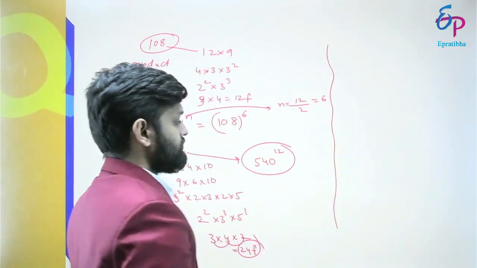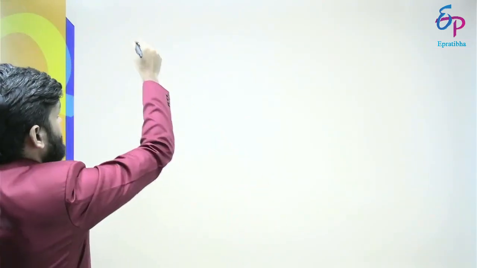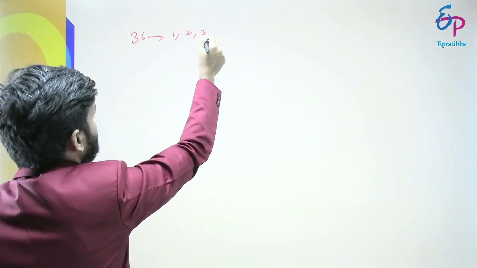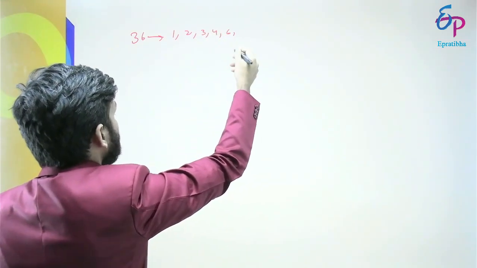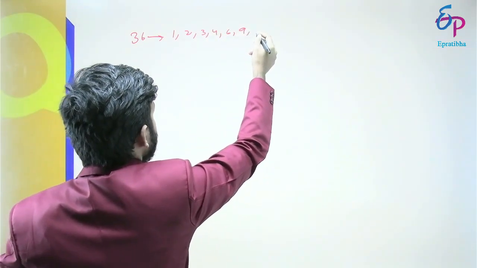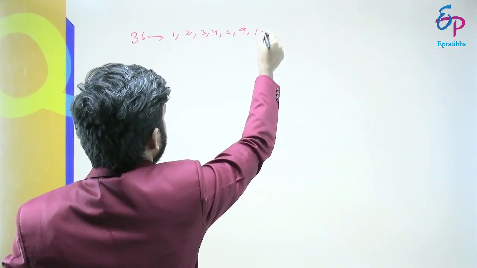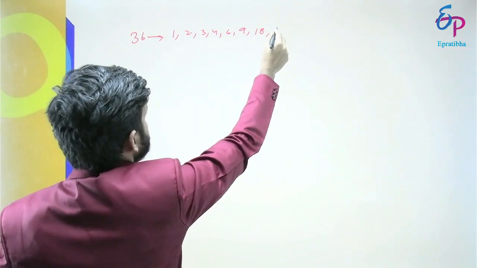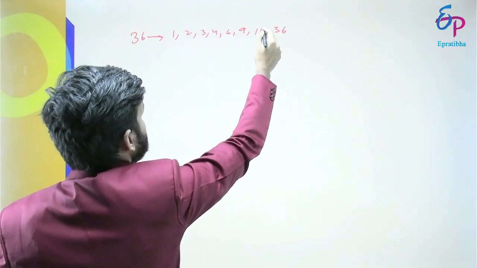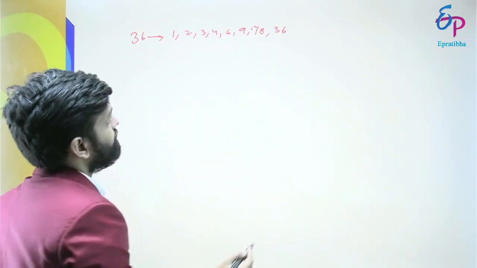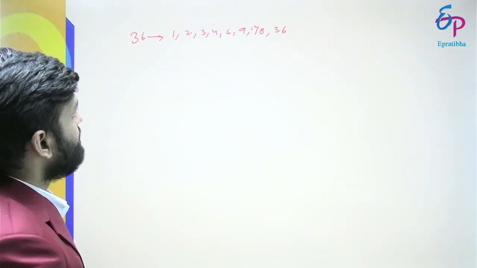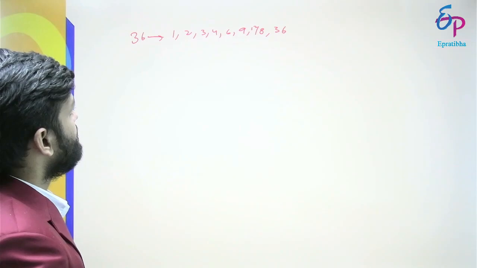But when it comes to square numbers, let's take one square number, 36. If you take 36, what happens? 1, 2, 3, 4, 6, 9, 18. Have I missed anything? 12 is also there. I'm sorry. 1, 2, 3, 4, 6, 9, 12, 18, 36.